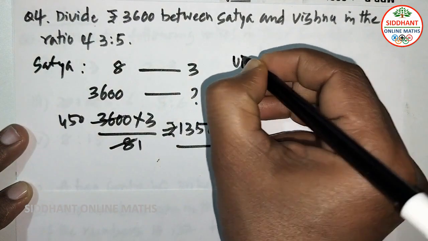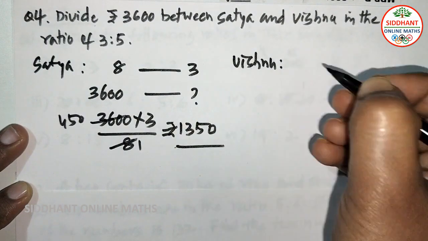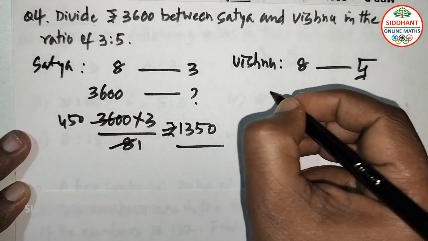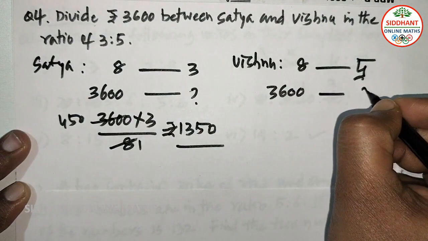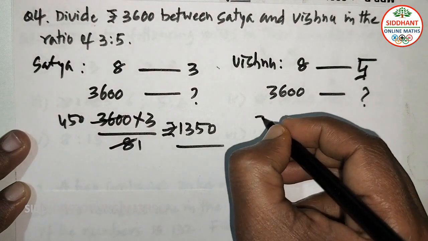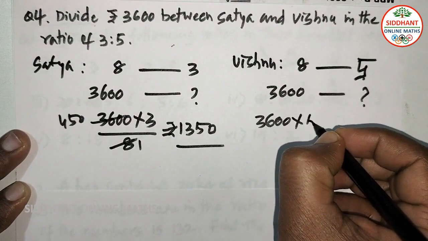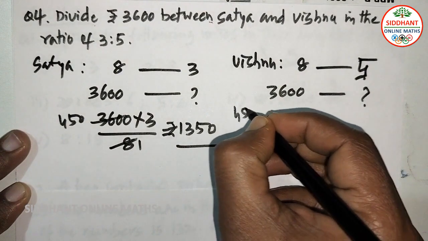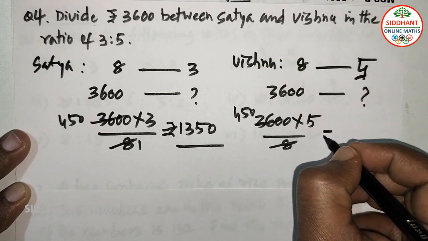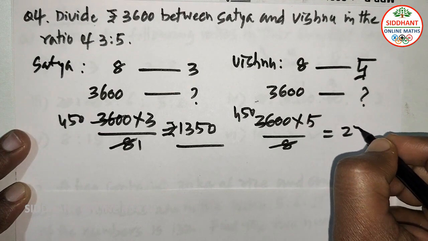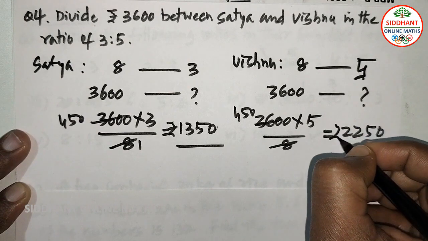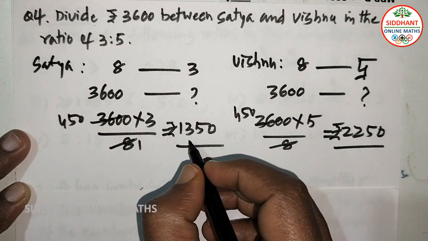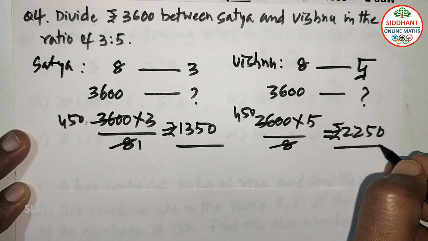Now coming to Vishnu, out of 8 parts, 5 parts are for Vishnu. Out of 3600, how many rupees? So here 3600 into 5 by 8. So 8 divides 3600 450 times, and 450 into 5, so that will be 2250 rupees. This is for Vishnu. So for Satya 1350 and Vishnu 2250 rupees.